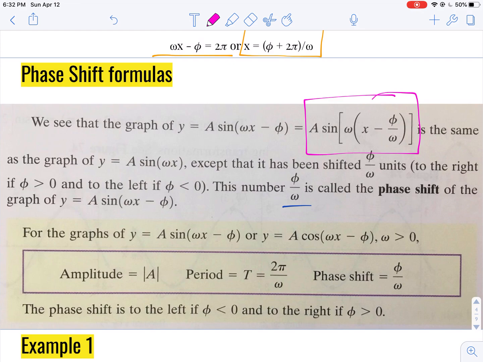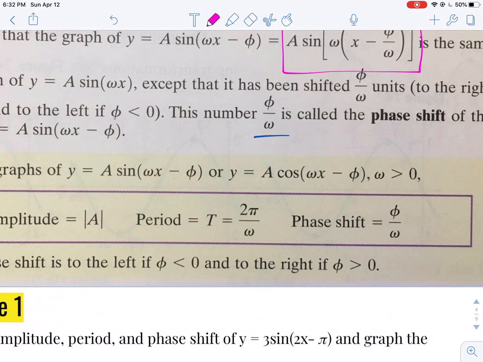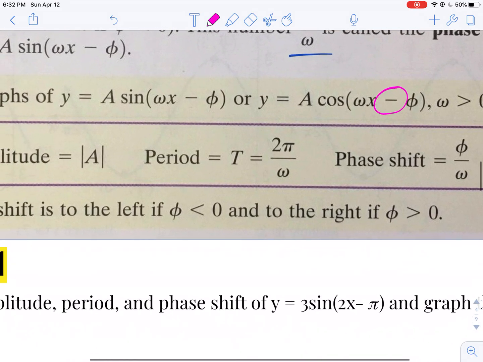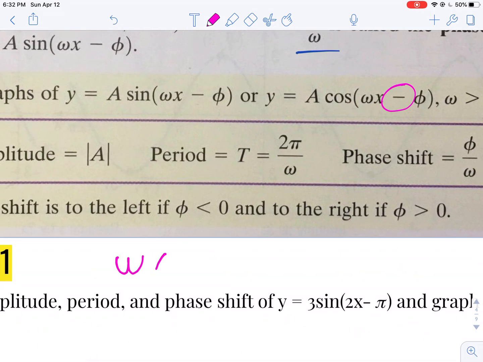We've already learned this. The same thing applies if we have y is equal to A times the cosine of omega x minus phi. My amplitude is A, my period is 2 pi over my omega value, and then my phase shift will be phi over omega. The phase shift is to the left if phi is less than 0, and to the right if phi is greater than 0. And this gets really, really tricky the way the book writes this, because we have to think about the fact that this is minus phi. So it's going to be easier if you have omega x plus phi. This is to the left.